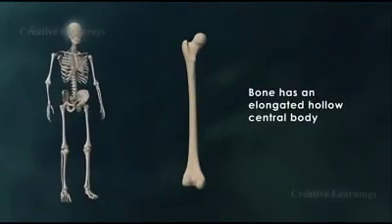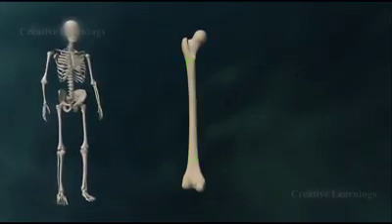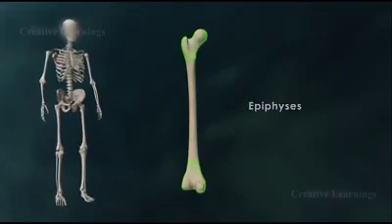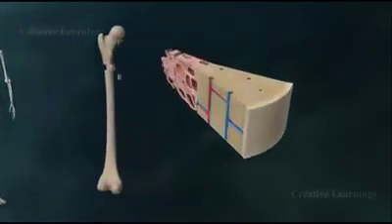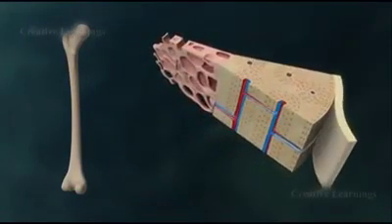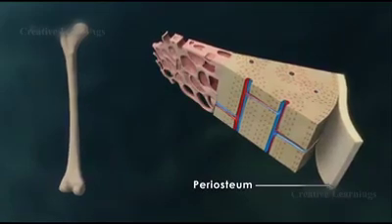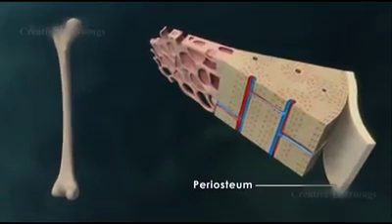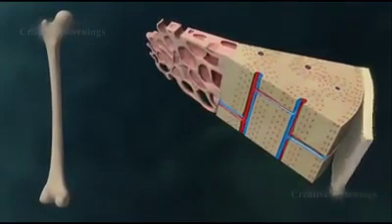A bone has an elongated, hollow central body, referred to as diaphysis, and two terminal parts known as epiphysis. All bones are surrounded by a tough layer of connective tissue, known as periosteum. It is through this tissue that blood vessels pass, carrying oxygen and nutrients to the bone.